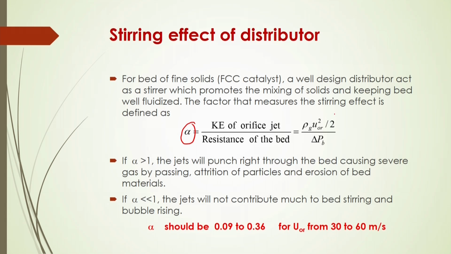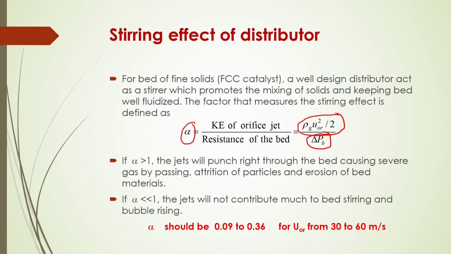This kinetic energy of the orifice jet is given as half of rho g u r square, where u r is the orifice velocity, and the resistance of the bed is represented by the pressure drop of the bed. Now, if alpha is greater than 1, the jets will pass right through the bed, which causes severe gas bypassing, attrition of the particles inside the bed, and also erosion of the bed materials. So, alpha should not be greater than 1 for better design and better operation of the fluidized bed.